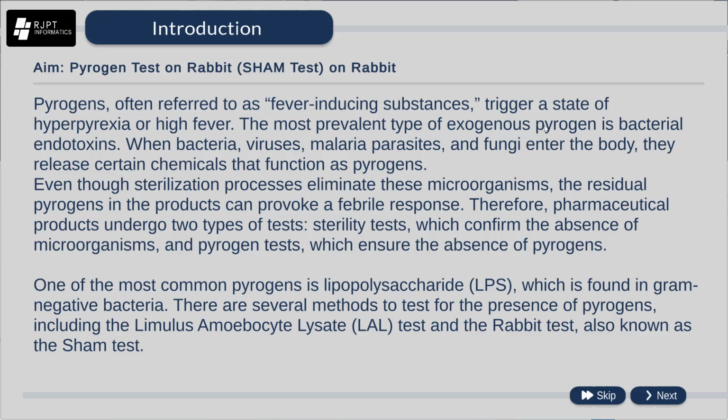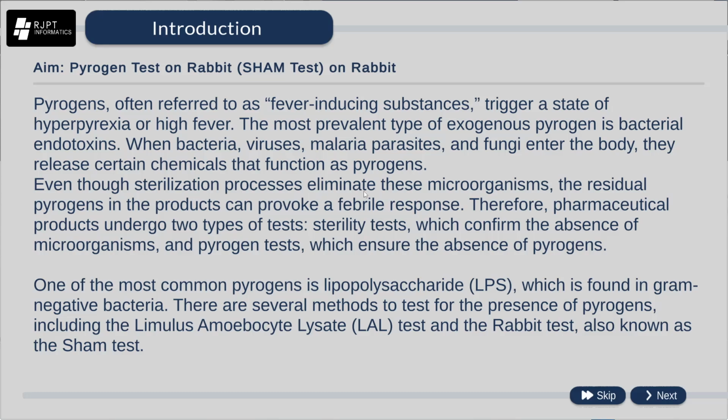And the most prevalent type of exogenous pyrogen is the endotoxins. These are toxins. When bacteria, viruses, malarial parasites and fungi enter our body from the environment, they release some chemicals that function as pyrogens, which cause fever inside the body.